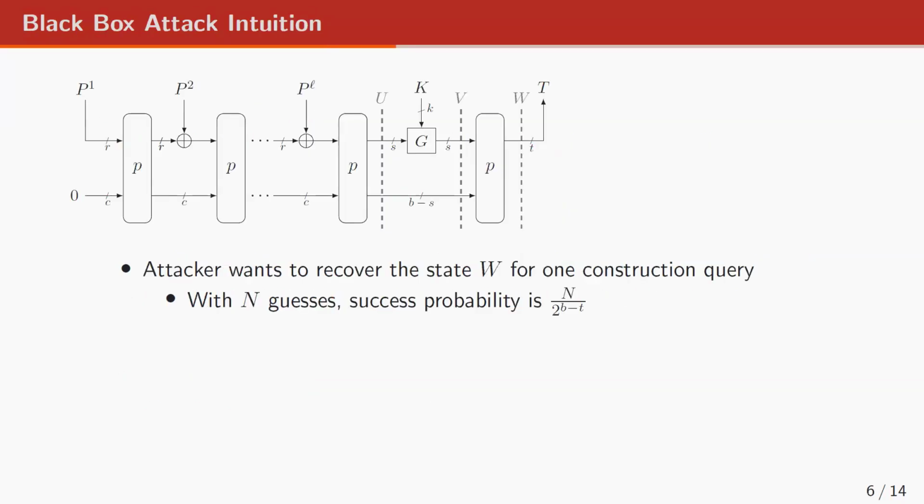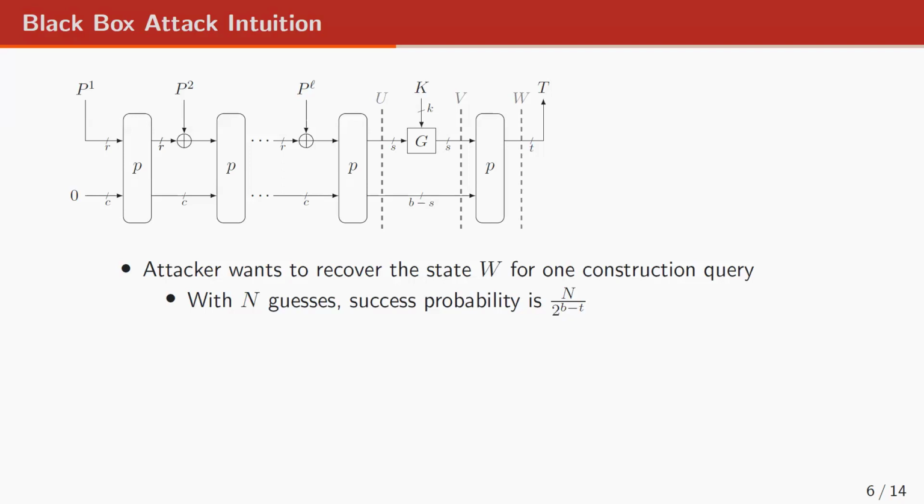In the black box attack, the goal of the attacker is to recover a state W, so that's the state of the SUX here at the end, for one specific construction query. The attacker already knows the first T bits, which are the tag, and has to guess the remaining B minus T bits. So if the attacker makes n guesses, the success probability is n over 2 to the power B minus T. But the attacker can also exploit multi-collisions.